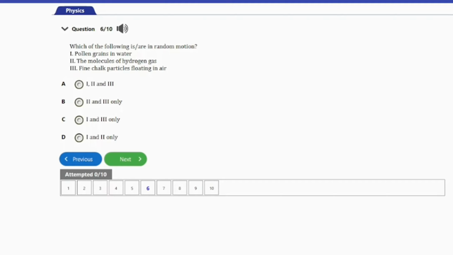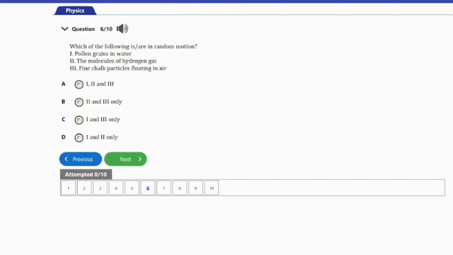It says, which of the following is or are in random motion? I. Pollen grains in water. II. The molecules of hydrogen gas. III. Fine chalk particles floating in air. Option A is I, II and III. Option B is II and III only. Option C is I and III only.